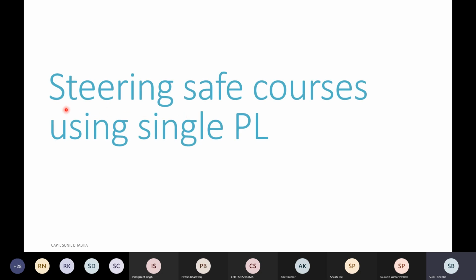Let's move on to our next topic now. The next topic which we have is steering safe courses using a single position line. This is also known as blind navigation, and this is done in case of restricted visibility. So let's see what this question actually is and how do we go about solving it.